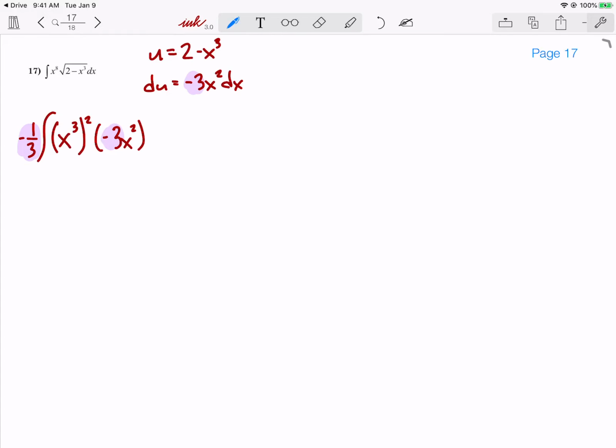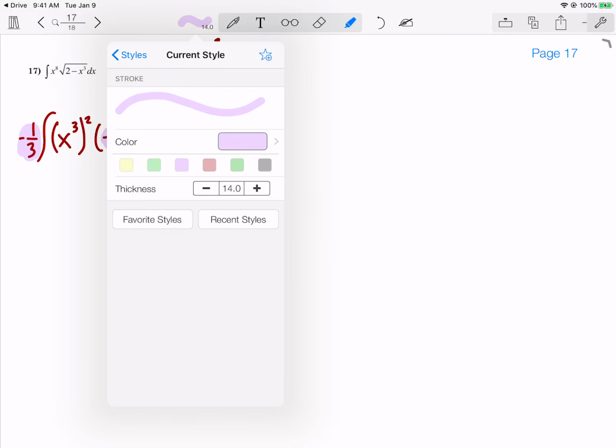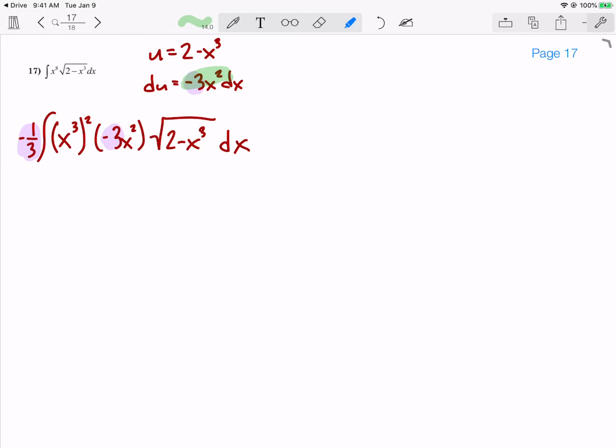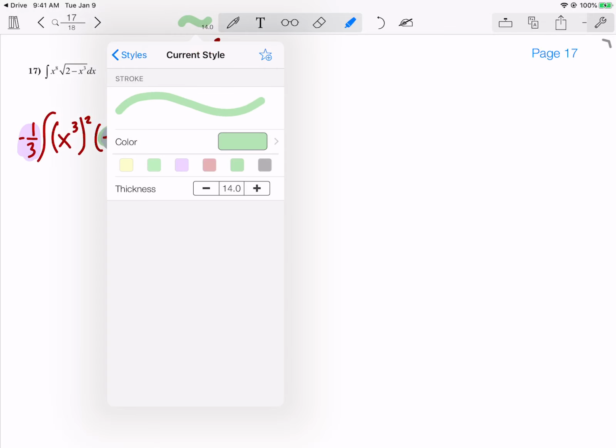So then I've still got the square root of 2 minus x cubed, which will ultimately be u. So now I ask myself, what do I have? Well, do I have the negative 3x squared dx? There's my dx, there's my x squared, there's my negative 3. So there's a perfect sub for du.